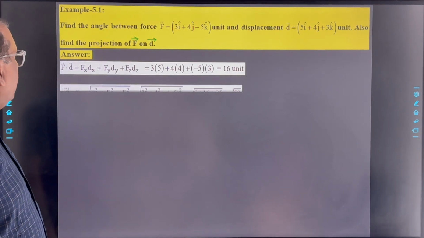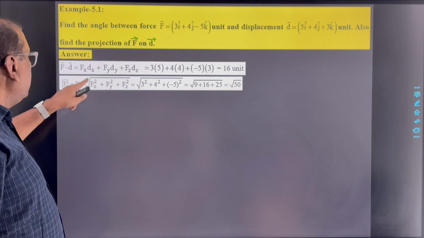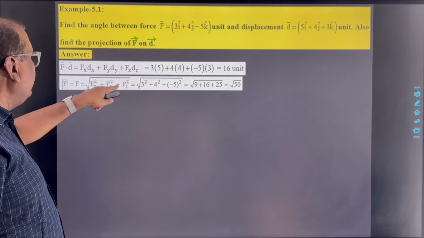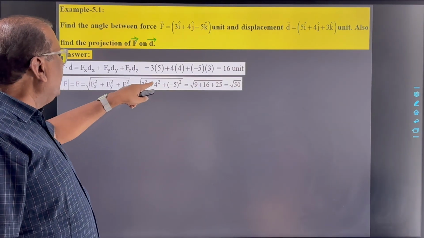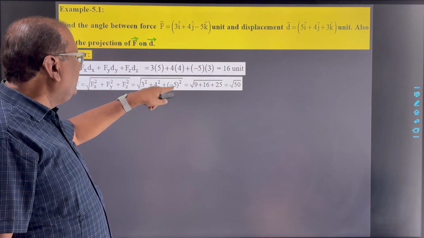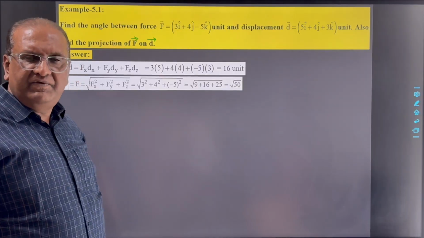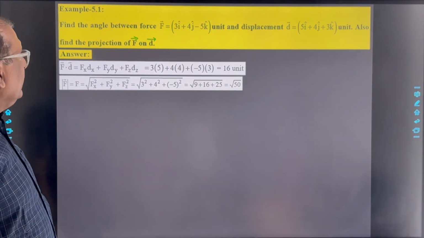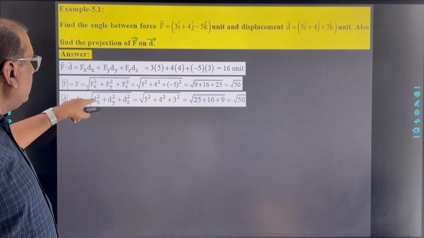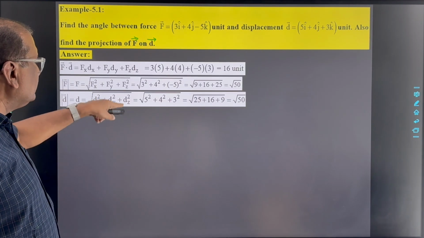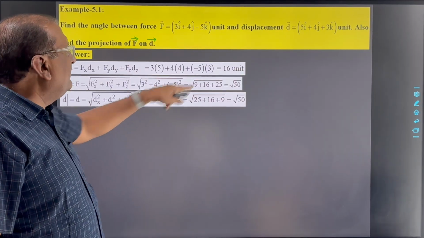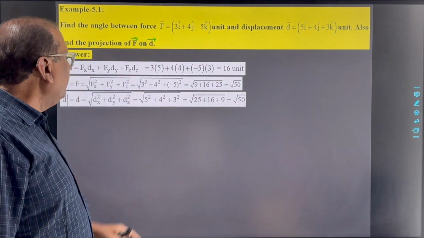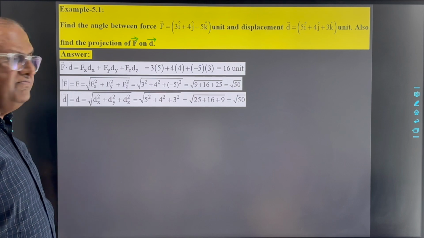Now magnitude of F, that is under root Fx square plus Fy square plus Fz square, that is under root 3 square plus 4 square plus minus 5 square, this will be root 50. Similarly, magnitude of D, that is under root dx square plus dy square plus dz square, it is under root 5 square plus 4 square plus 3 square. See this one, solve it, you will get root 50.